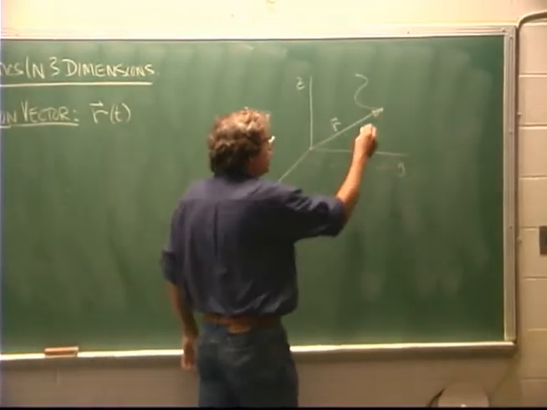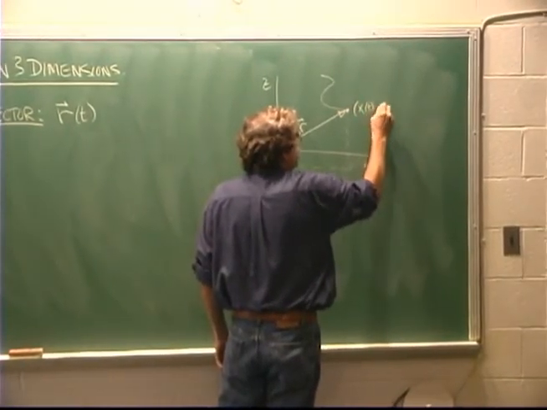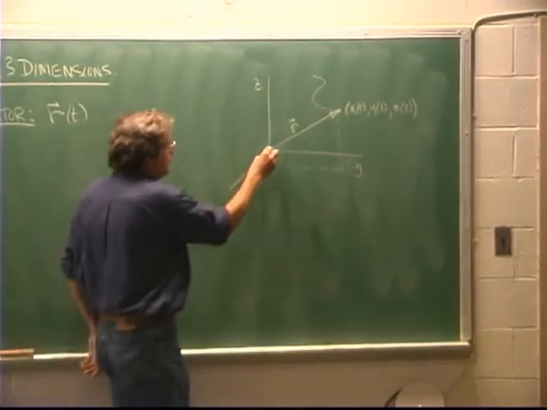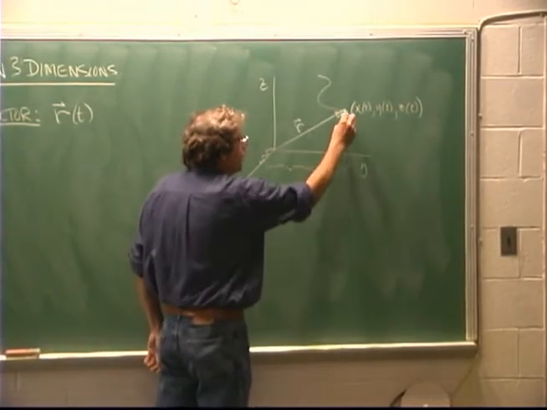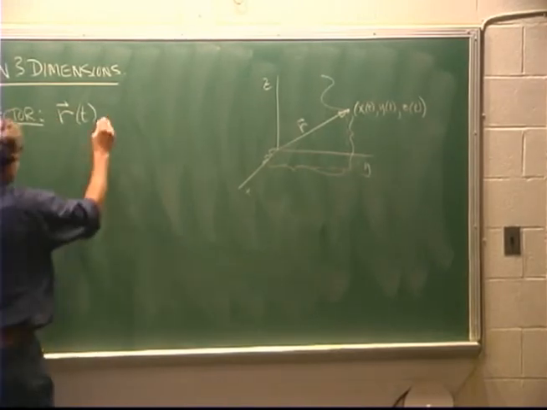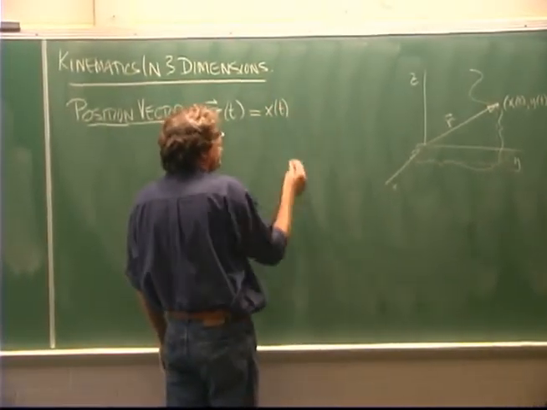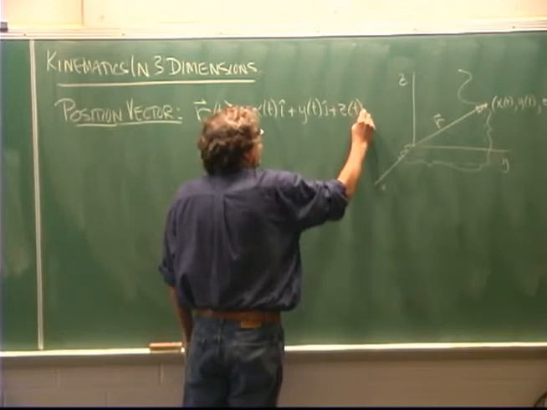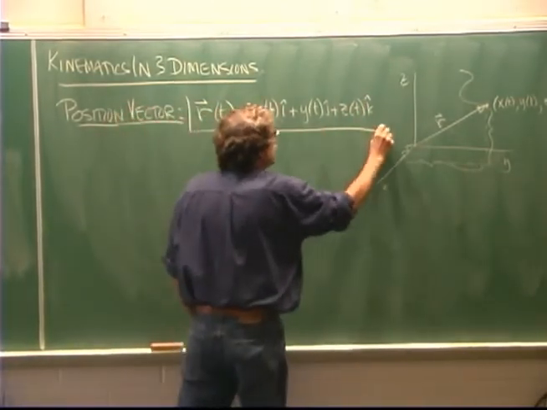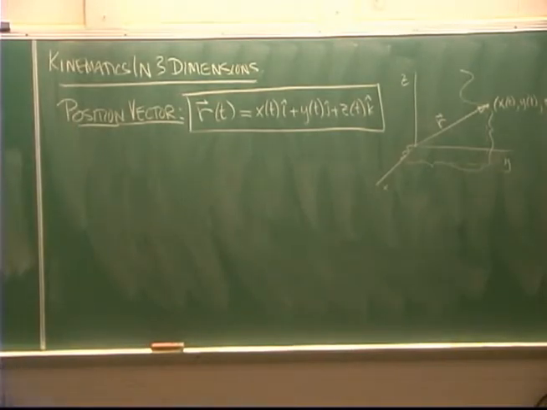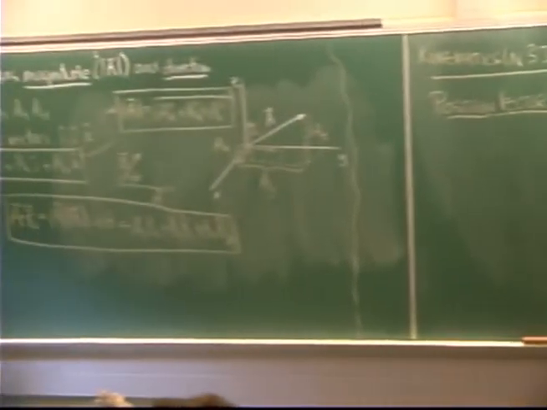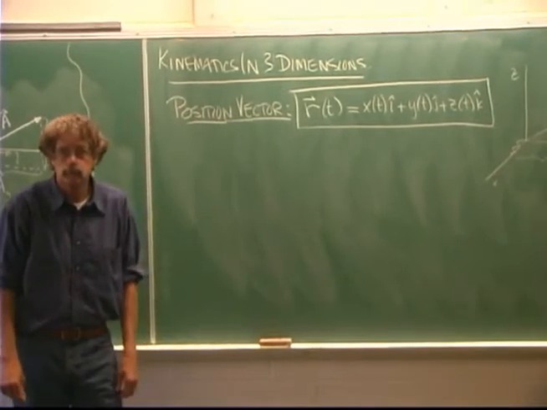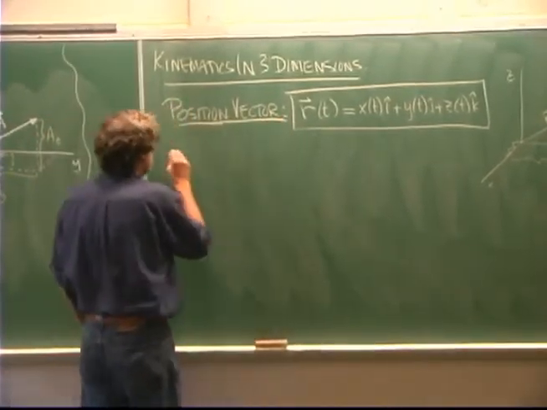What are the components of r? If this thing is right now at the point x of t, y of t, z of t, then the components of r are nothing but x, y, and z. So r is x of t in the i hat direction, plus y of t in the j hat direction, plus z of t in the k hat direction, where x, y, and z are simply the coordinates of the point in question, or the object in question, at this particular moment. And of course, as time goes on, the thing flies around, x, y, and z are all going to change, therefore the position vector r is going to change. Nothing deep there.